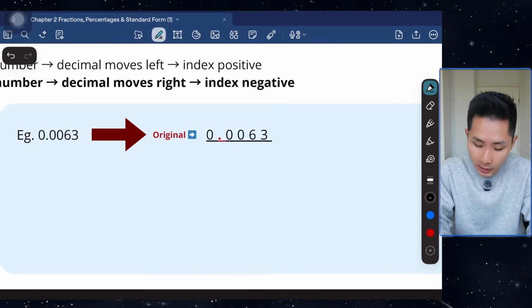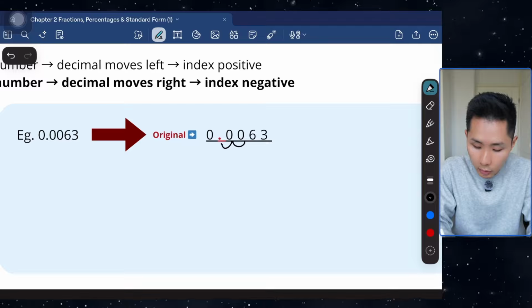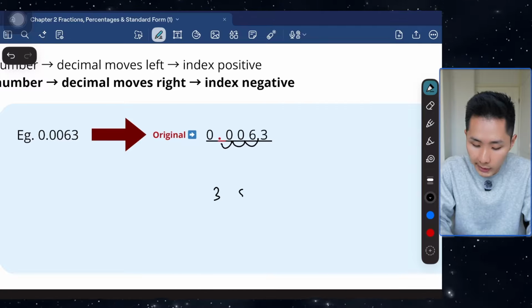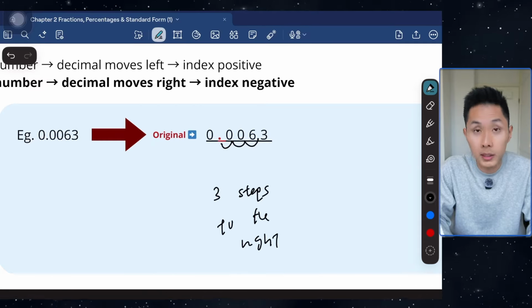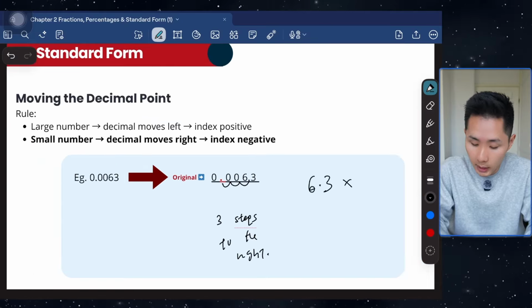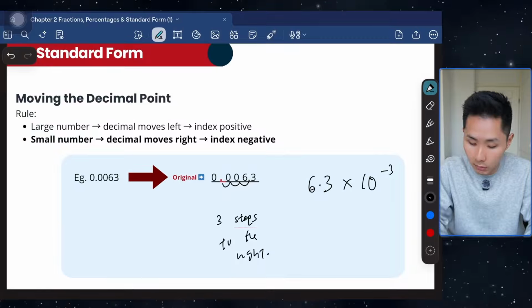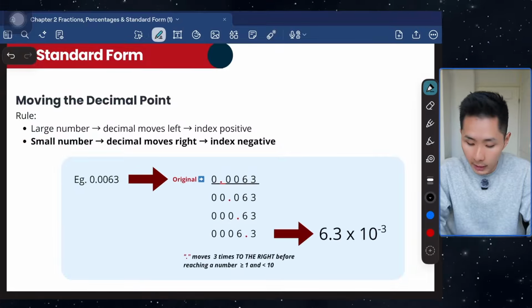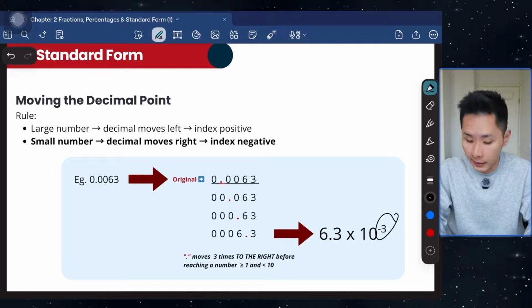let's just undo everything. Let's move 1, 2, 3. So we move 3 steps to the right. Because we are moving to the right, our index is negative. It will be 6.3 times 10 to the power of negative 3. So a better illustration, move 3 steps to the right. That's why your index is negative 3.